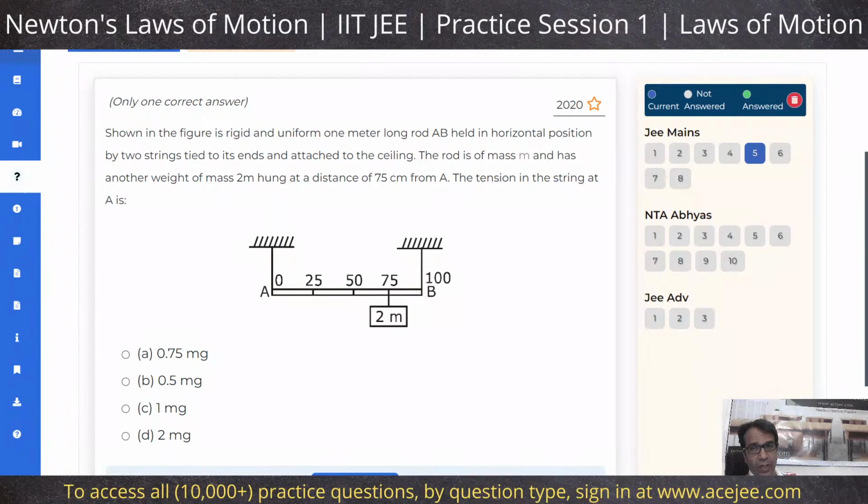Can I grab your attention, beta Chavi? Sir, is it coming out to be 1 mg? 1 mg? Okay. So let me quickly do that in my head. So 2 mg times 25 plus mg into 50. So that is again 4 mg into 25. That is 100 mg, 100 centimeter into mg is equal to 100 into tension T. So that is 1 mg. Yes, looks like it's correct.